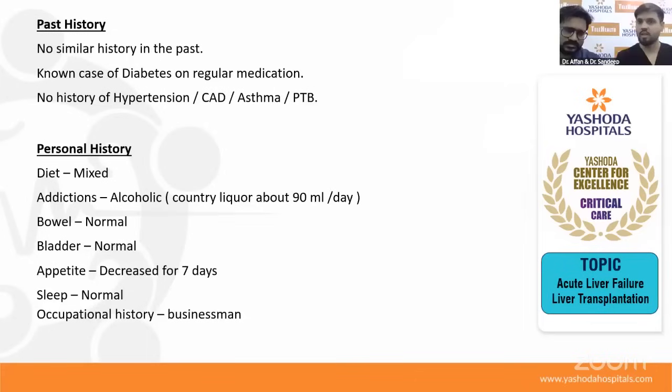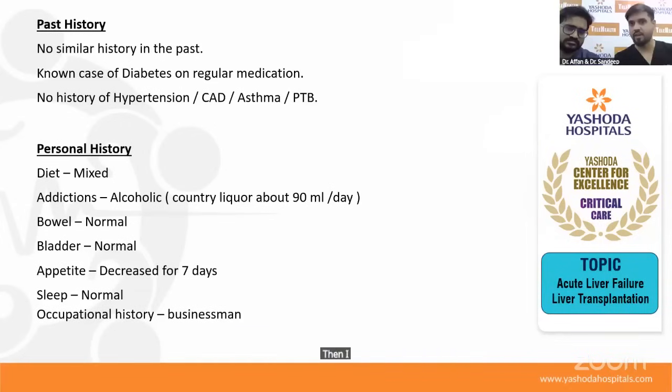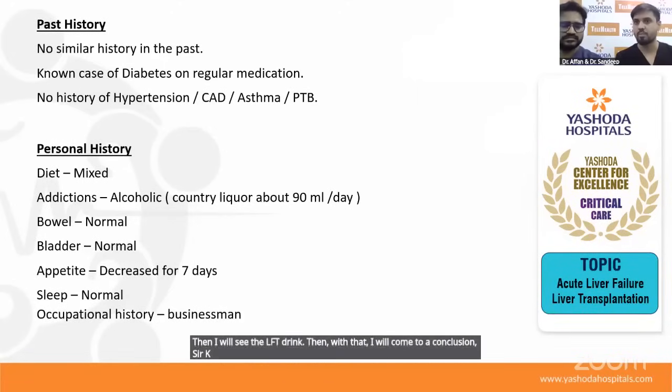Sir, we'll ideally stop all the hepatotoxic drugs. Then we reinitiate each and every drug. And then after initiating the drug, we will repeat the LFT and see if the LFT is worsening after the introduction of this drug. If it is not, then it means that this was not the drug responsible. Then I will introduce the second drug and see the LFT trend. With that, I will come to a conclusion, sir, about which was the hepatotoxic drug, and I will replace that with a second line drug.